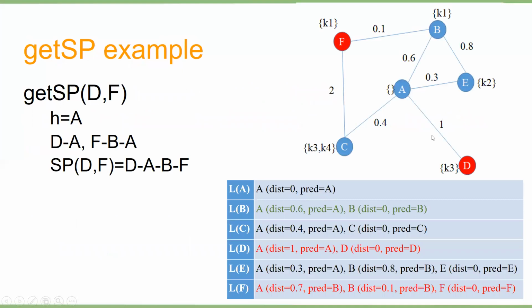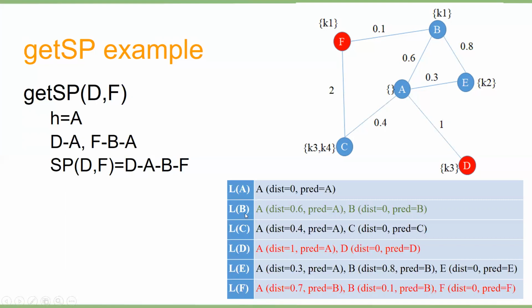Let's see an example. The difference is that now we have a predecessor recorded during the construction, and we try to get the shortest path between D and F. First of all, we get the distance between D and F. We perform merge sort join, and the common vertex is A. So h equals A. Then we will find the shortest path between A and D and between A and F. We find that the predecessor of D is A, so the shortest path between A and D is just A and D. The predecessor of F is B.